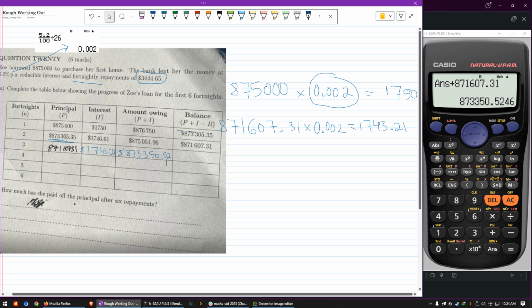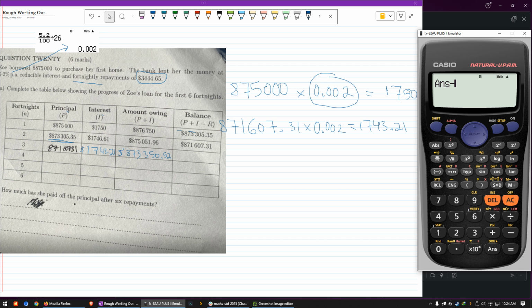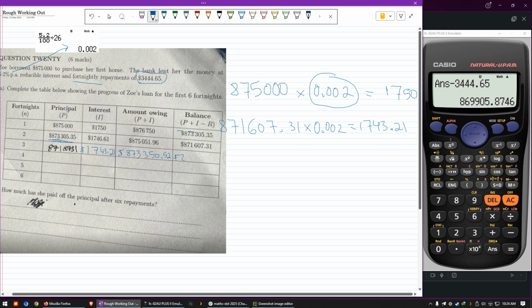We'll make a repayment of 3444.65. So let's subtract from here the repayment, which is capital R. Capital R is repayment. So P plus I minus R, so minusing 3444.65. And we get balance owing at the end of the third fortnight of 869,905.87. Okay, and that's obviously how much we'll owe at the start of the fourth fortnight.